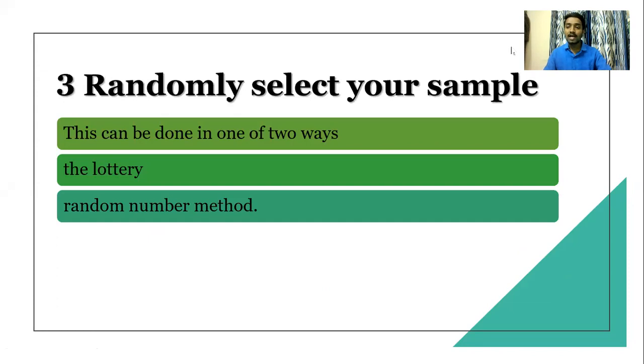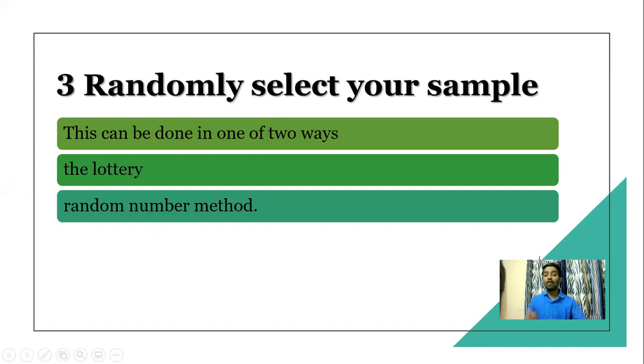So next we have randomly select. So you are going to randomly select your sample. How are you going to randomly select your sample? There are two ways, as I said: the lottery method and the random number method. The lottery method I explained at the start of the session. Here we assign a number to each individual, take a number out of a box randomly, and choose him or her as a sample. Whereas in the random number method, we choose a number between a range or interval, and they are going to be our sample.